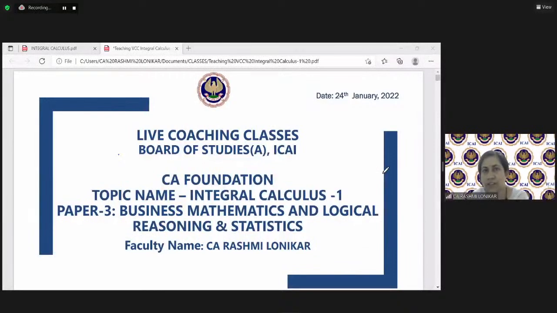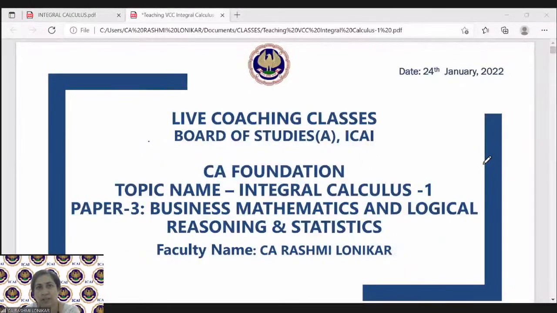In differentiation, we were talking about rate of change. We talked about how to find the gradient, dy dx. So when there is a small change in the independent variable, what is the change happening in our function? That is what we talked about in differentiation. The opposite of that we are going to talk about is integration.